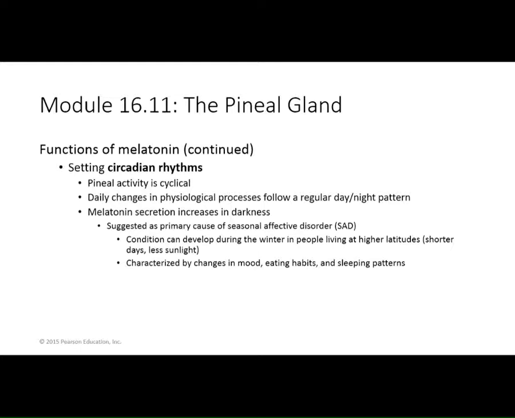Melatonin is secreted more during the darkness. And we think, too, that it has an effect on SAD, seasonal affective disorder. Many of you may be suffering from the winter blues right now. We used to think it was just a phenomenon, but we now actually have a diagnosis of SAD, right? Seasonal affective disorder. And we know that less light, less melatonin, maybe can get you into a little funk.